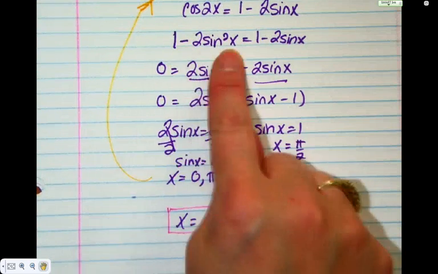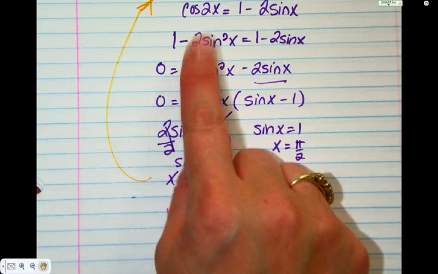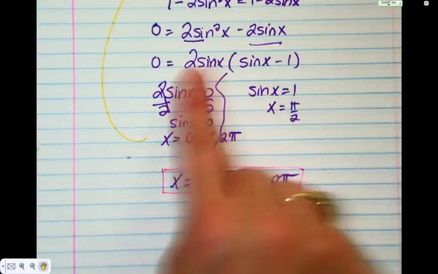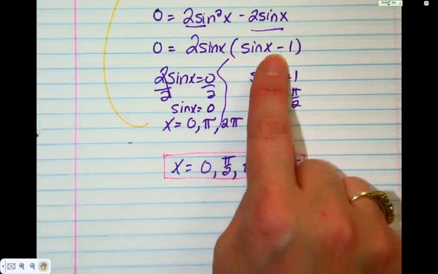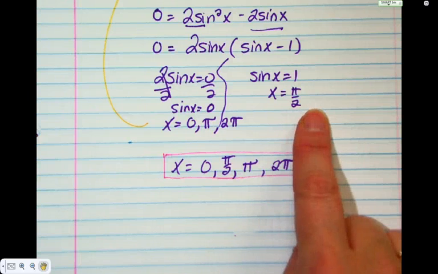The first mark would come for swapping one of the identities for cos 2x. It doesn't matter which one. You get a mark for that. You get a mark getting down into the factoring. You get a mark for getting 0 pi and 2 pi. And the last mark comes from getting the pi over 2.